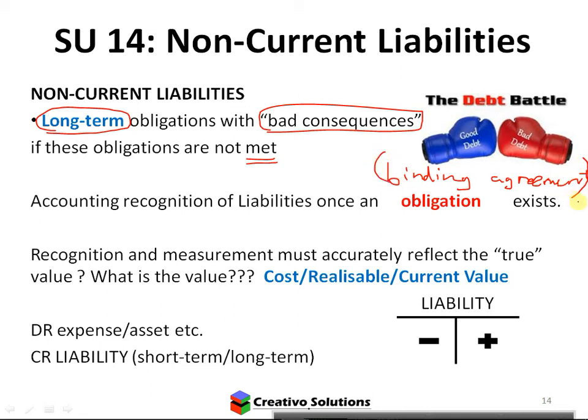So one party promises to do something. Recognition and measurement must accurately reflect the true value. We know true value is quite difficult to manage, because think about property, plant, and equipment. What's the true value of property, plant, and equipment? Well, it's the carrying value, exactly. The true value will be what it's actually worth. So what value do we use? We use cost, realizable, or current.